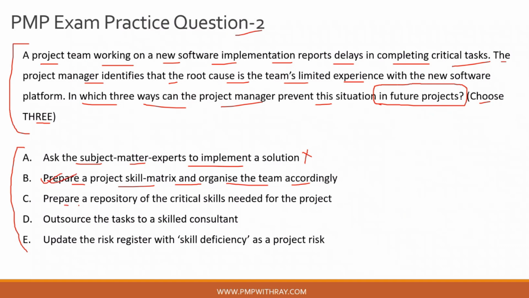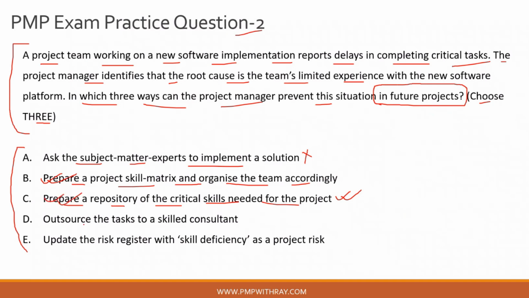Let's look at option C, which is to prepare a repository of the critical skills needed for the project. This is basically what you have on the x-axis of a skill matrix, right? Which is a repository of the critical skills needed for a project. So for example, you might say, I need a developer, I need a coder, I need a tester, I need a cybersecurity professional, etc. Those are the skills. Now, one person can have multiple skill sets. However, you need to have a repository of the critical skills that will be necessary for a project to be successful. So again, option C is a correct answer choice.